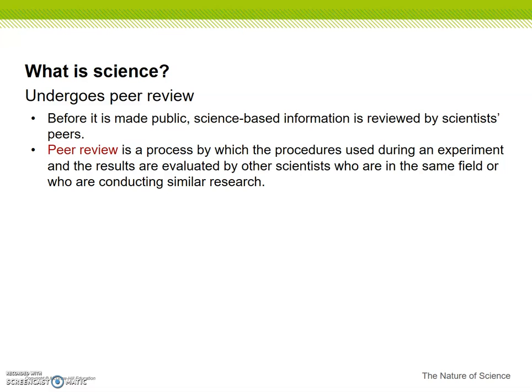Science undergoes peer review. What that means is before it's made public, science based information is reviewed by scientists' peers. So, a peer review is a process by which the procedures used during an experiment and the results are evaluated by other scientists who are in the same field or who are conducting similar research. If multiple people take a look at it and multiple people do the experiment and multiple people get the same data, it's more likely to be determined as factual.